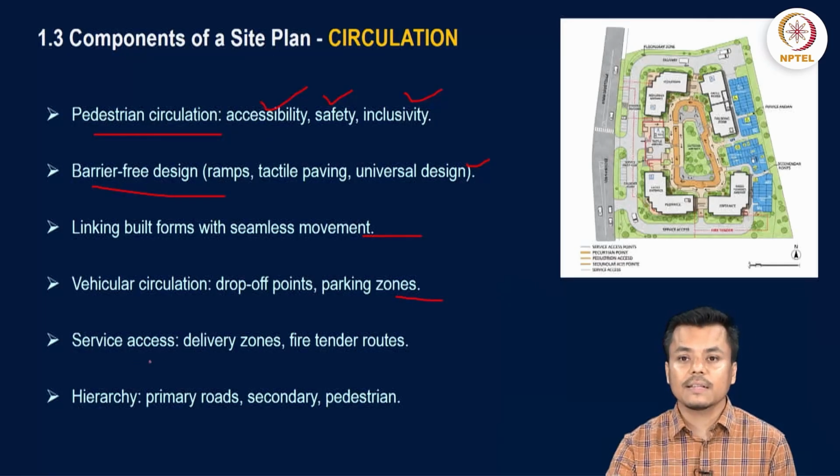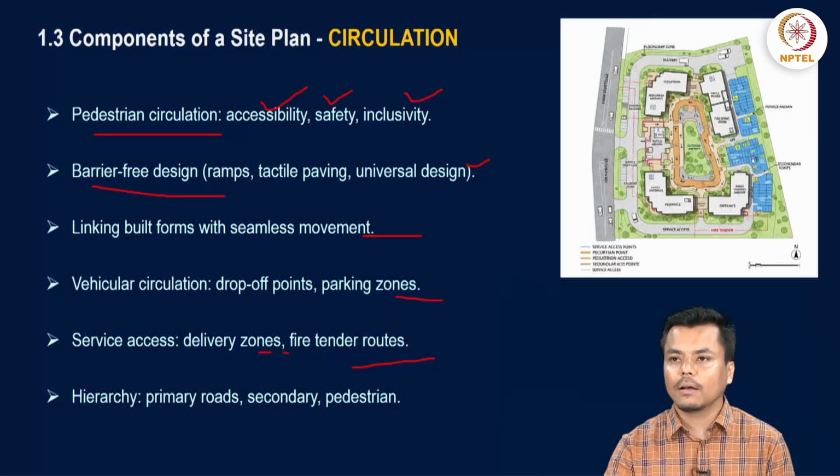Service access, that is the delivery zone and fire tender routes, all these are to be demarcated in the site plan. So there would be a road that will be circulating all around the built space.